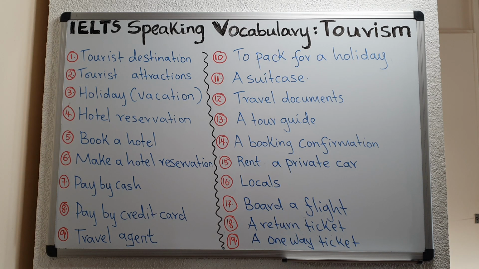Okay. Number 13 is a tour guide. Now, once you have arrived at your tourist destination and you want to see all the tourist attractions, for example, you have arrived in London, you may choose to find a tour guide to bring you to all the tourist attractions. A tour guide is the person who helps you to walk around the tourist destination and find all the tourist attractions, and they explain everything to you.